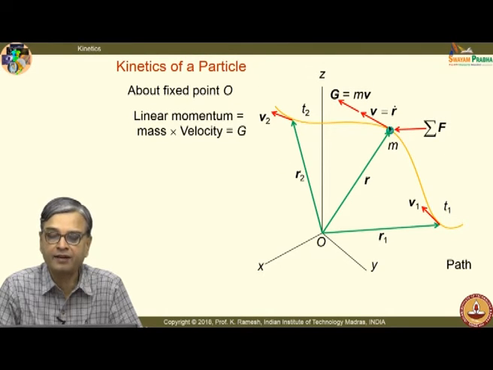I have a net force acting on the particle, and I can write the acceleration, that is v dot, in this direction. We also have the relation summation of F equal to m v dot, that is rate of change of linear momentum. So, I have this rate of change of linear momentum written down like this.